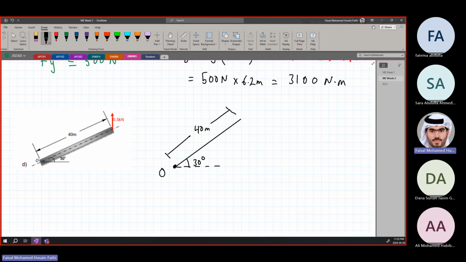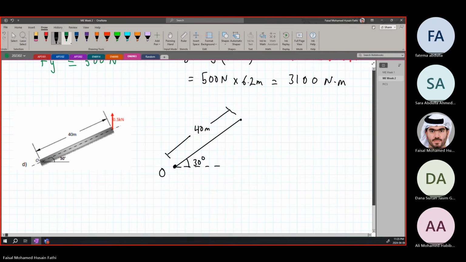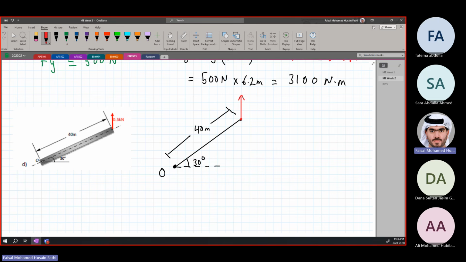And we have a force that is being applied here that is vertical. A vertical force that is being applied here, which is 0.5 kilonewtons. Okay? So it's saying 0.5 kilonewtons. I'm just going to change it from now to 500 newtons. All right? Because 1 kilonewton is equal to 1000. So half a kilonewton equals 500 newtons. Okay?